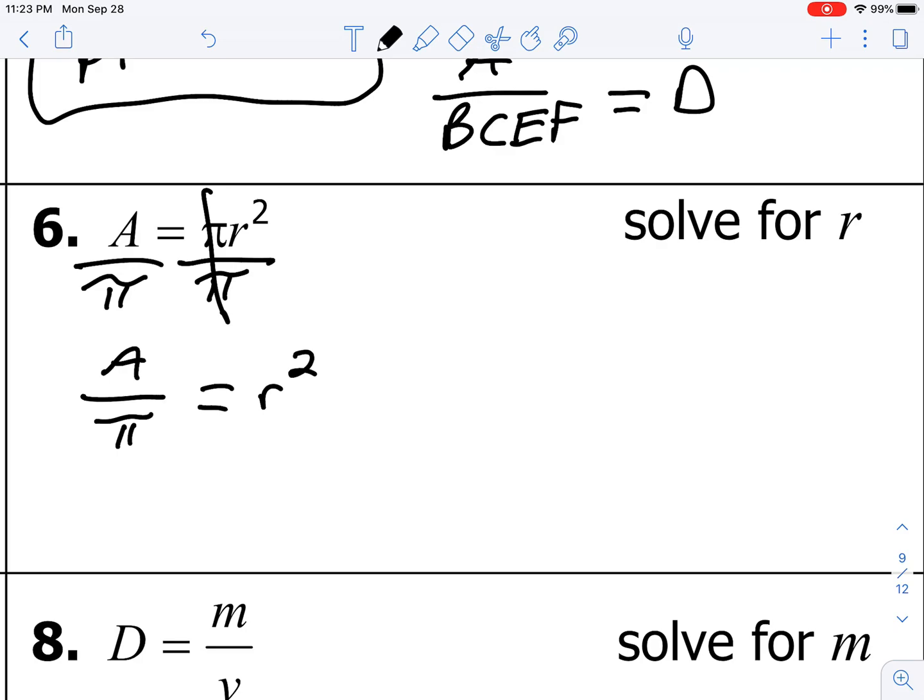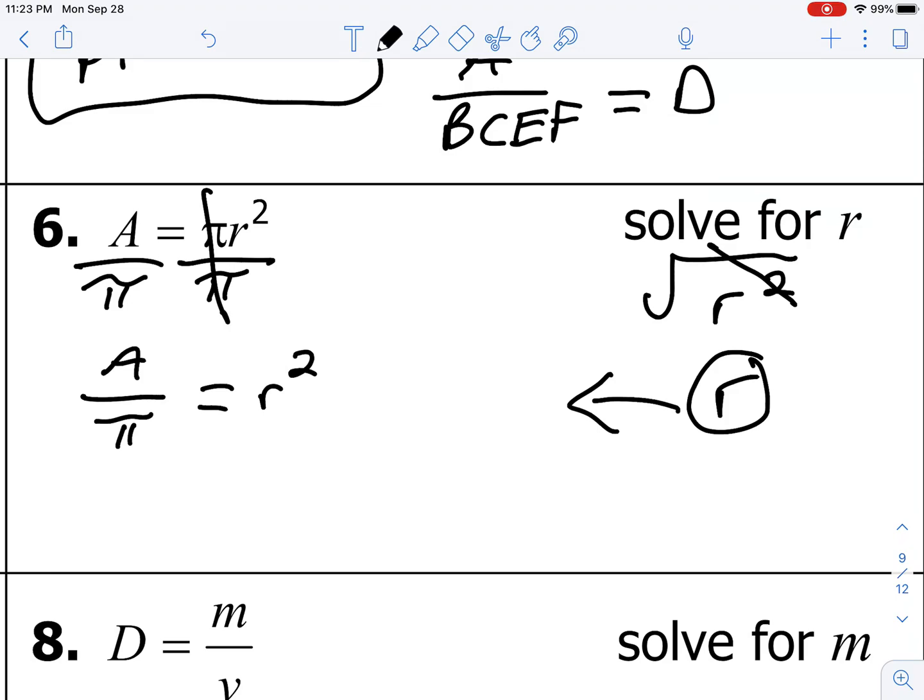So what's the opposite of squaring something? Well, square root would be the opposite of squaring something. So meaning, for example, if I have the square root of R squared, these just cancel each other out and I just get R. Well, that's what I want. So in order to get R, in this situation, what I need to do is square root both sides, like this.